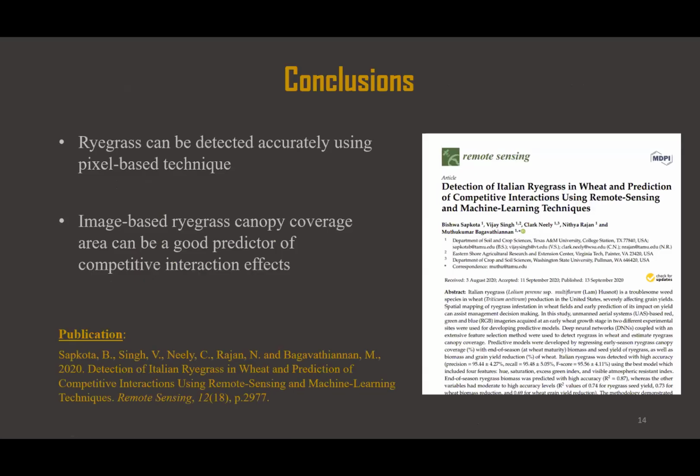So in conclusion, the ryegrass can be detected accurately using pixel-based technique. And we also saw that ryegrass canopy coverage area can be a good predictor of competitive interaction effects.